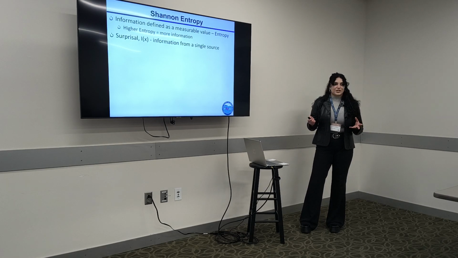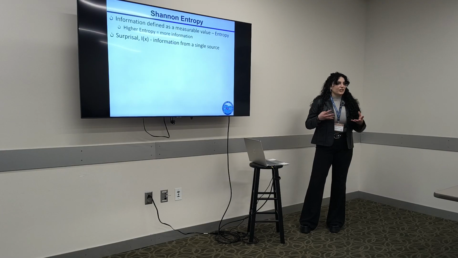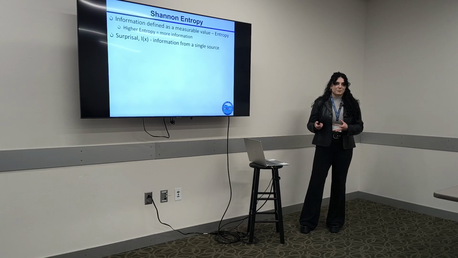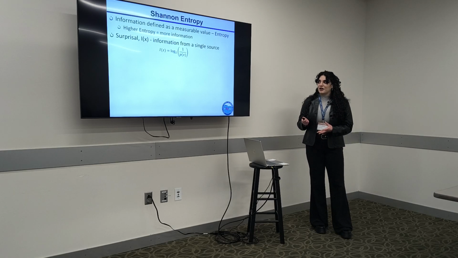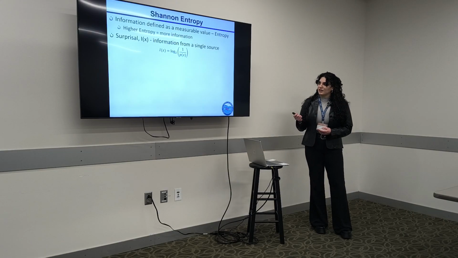Surprisal is information from a singular source. When an event that has a low probability occurs, that tells you a lot about the system, thereby providing a significant amount of information about that system. Conversely, when a high probability event happens, we already know it's going to happen. So when it happens, you're not surprised. And that tells you little about the event and the system that causes it. It's calculated by this equation. Note the log base 2 structure of the equation.